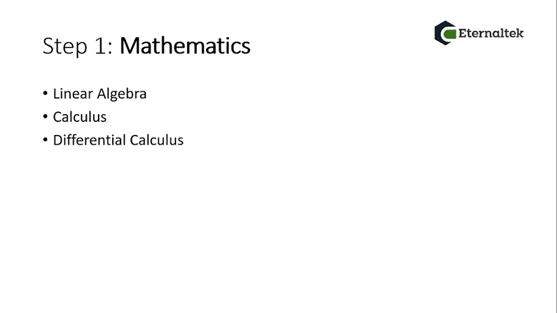The first and most important step is you need to know mathematics. So why is mathematics important? In data science we have to deal with mathematical problems. For that we need to learn linear algebra, calculus and differential calculus. These are the main important topics we need to cover in mathematics.